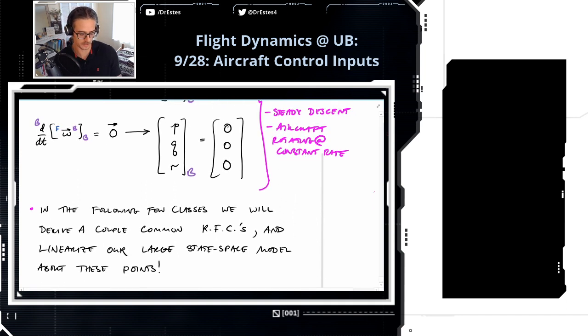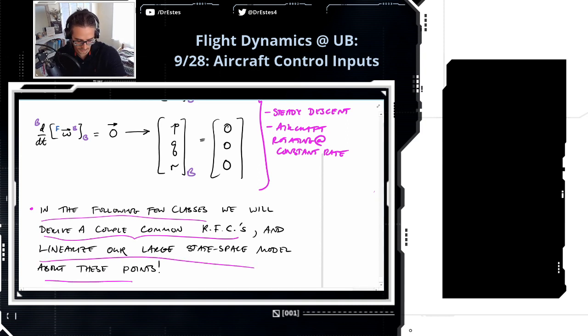So I wanted to set this up that in the following few classes, we're going to derive a couple reference flight conditions. We're going to look at what the nominal variables are equal to, like U naught, Q naught, alpha naught. Like, what do you define those to be for different things? And then we're going to linearize this humongous state space model about these points.